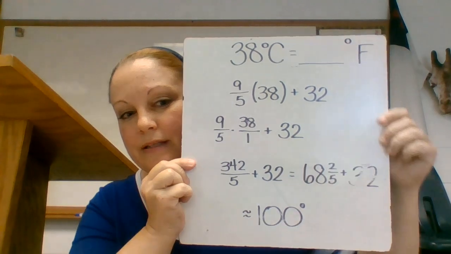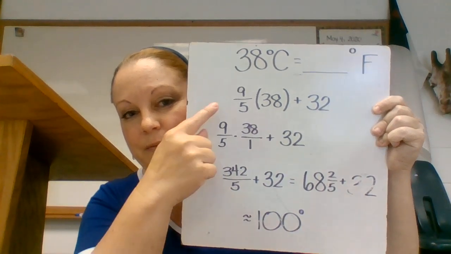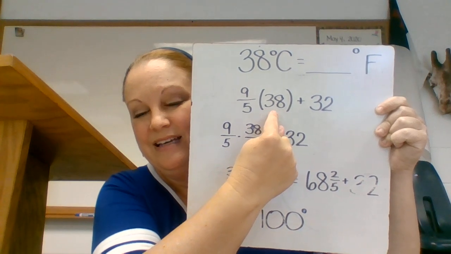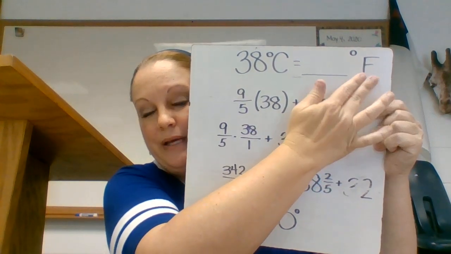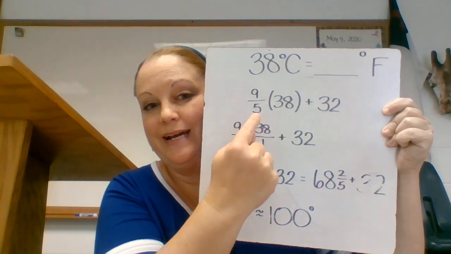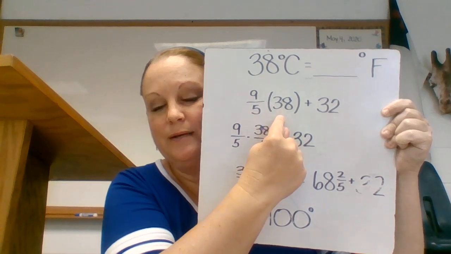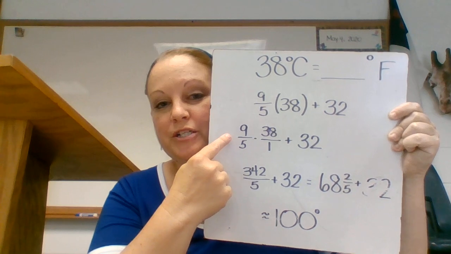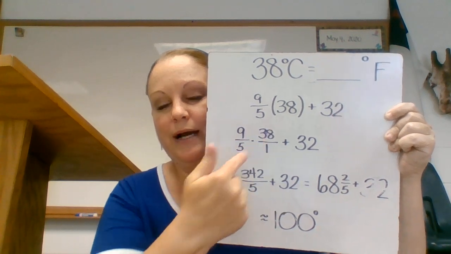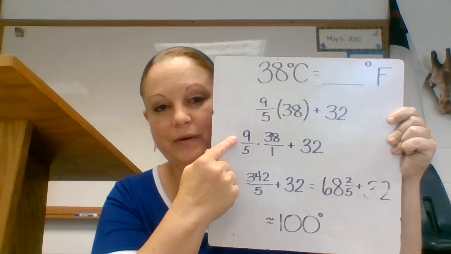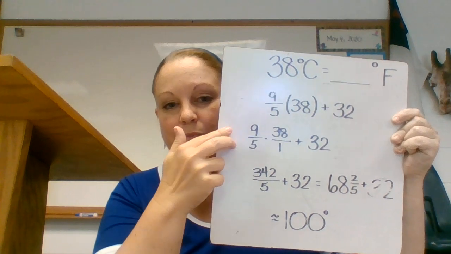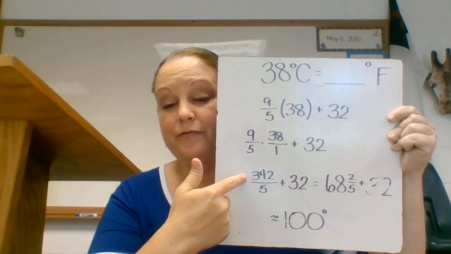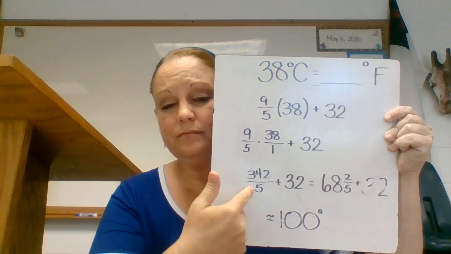So once we've calculated this, I erased it a little, we've got 9/5 times C plus 32, right? Because we're converting to Fahrenheit. So Fahrenheit equals 9/5 times Celsius, which they gave us, plus 32. So we change it into fractions where we're going to multiply. There's no cross canceling we can do here, unfortunately. So we multiply 9/5 times 38 over 1, which gives us 342 over 5.